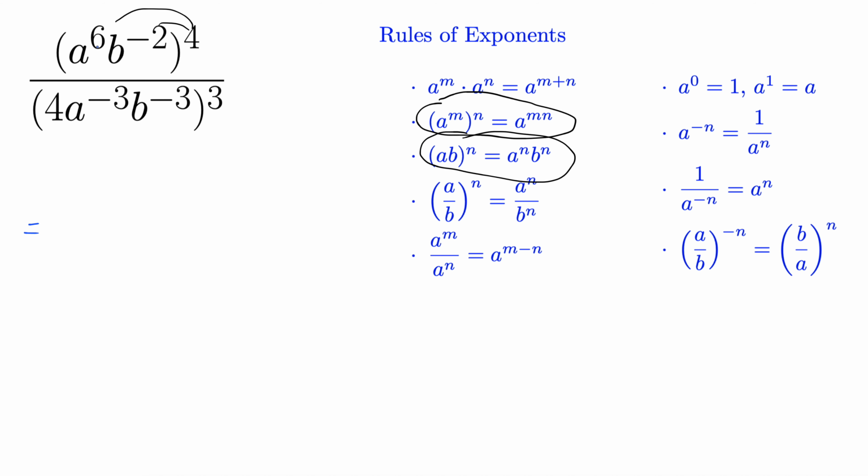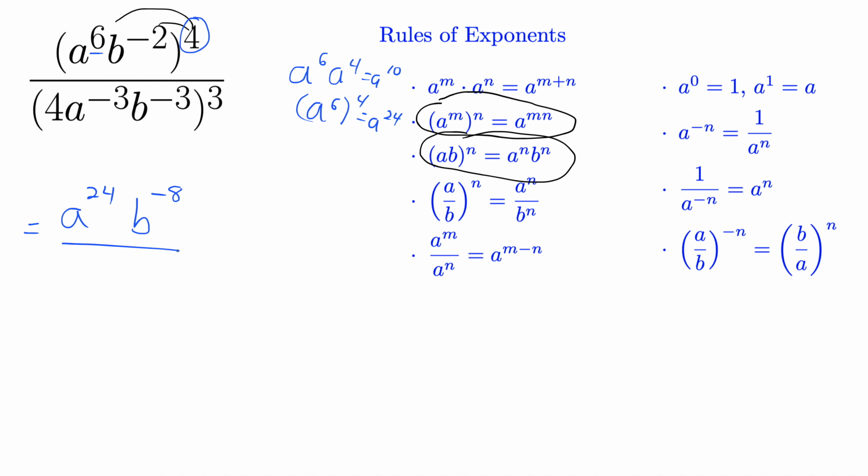So here we have a to the 6th raised to the power of 4. 6 to the power of 4, we multiply those together. That gives us a to the 6 times 4, which is 24. We don't add them. We would add them if it was a to the 6th times a to the 4th. That would be a to the 10th. But here it's a to the 6th to the 4th, a to the 24. Okay, a little side note there. All right, then we have b to the negative 2 times 4, negative 8.